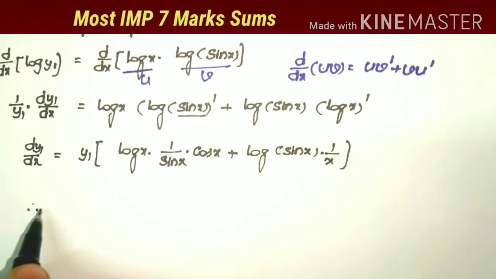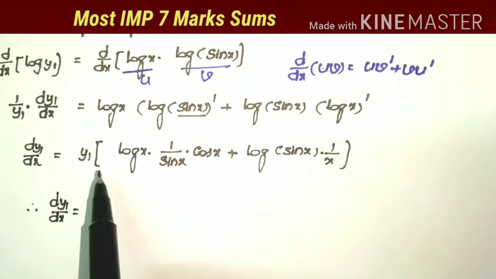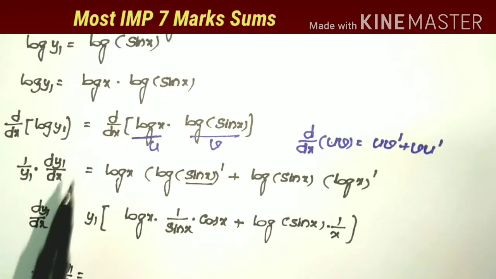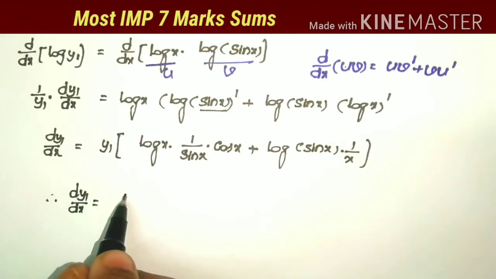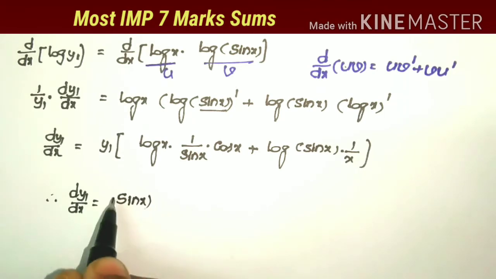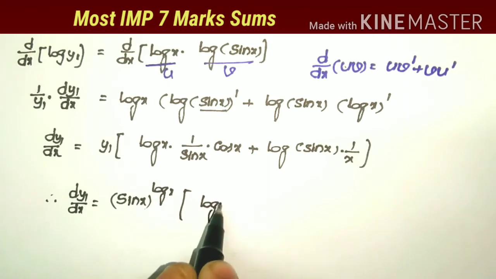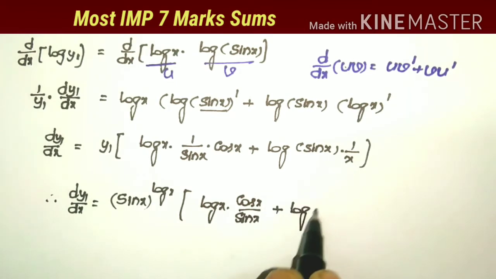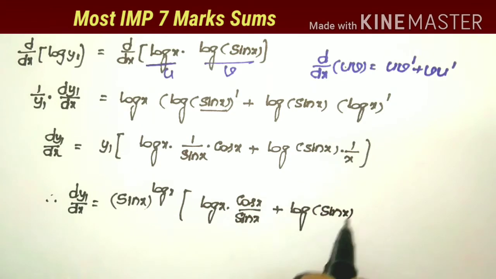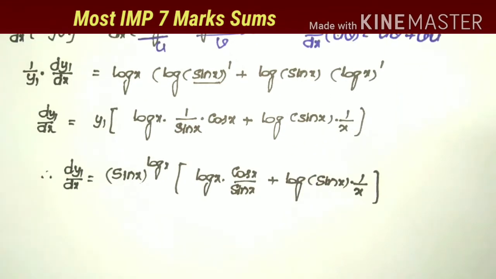Therefore, the value of dy1 by dx is equal to y1. What is y1? Already here I took that y1 is equal to sin x power log x. So I substitute that value in place of y1. So here y1 is equal to sin x power log x into log x into cos x by sin x, that is cos x by sin x, plus log of sin x into 1 by x. So this is the derivative of the first function. So here we completed the derivative of the first function.